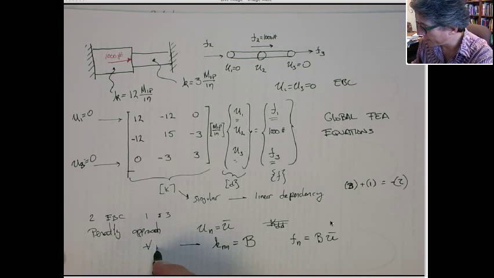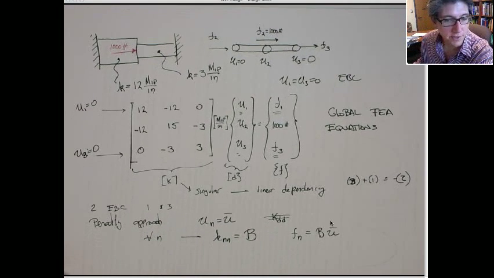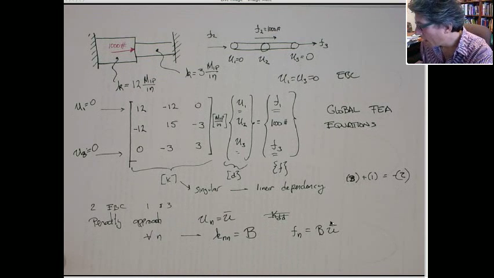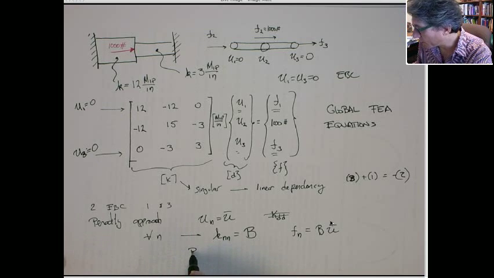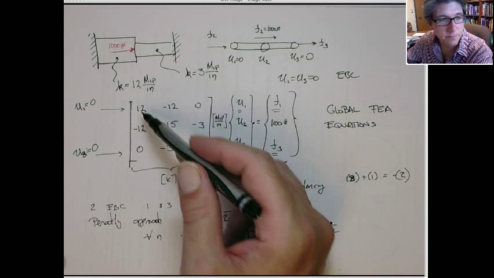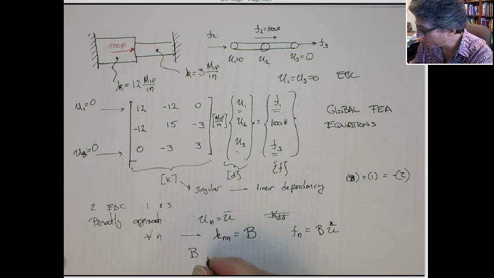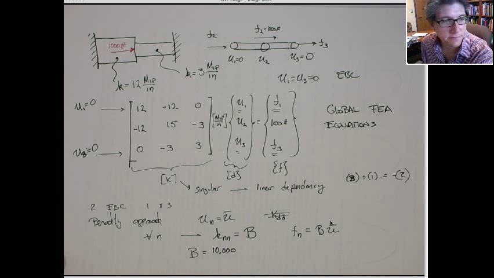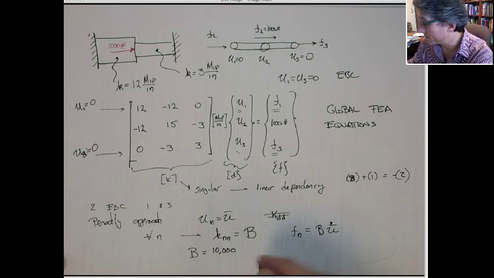You do this for every node, every n that you have an essential boundary condition. So for example, if we do that for the first equation, let's pick our big number. Usually the way to look at it is you want something at least 2 orders of magnitude bigger than the things on the diagonal. So let's pick B to be 10,000.